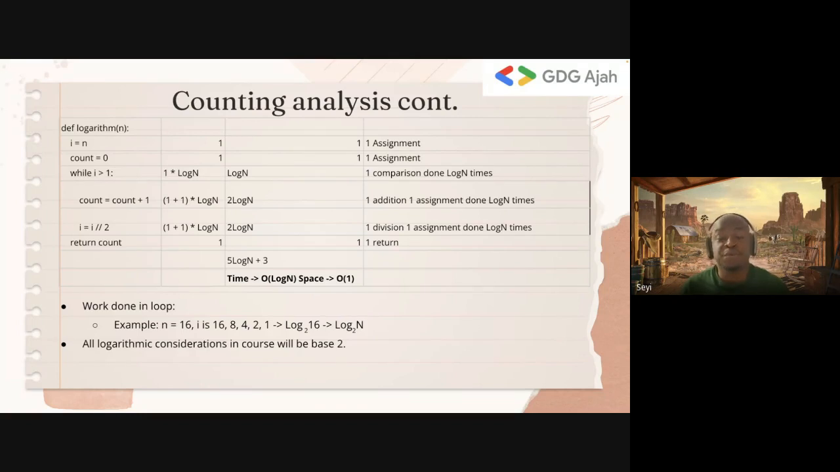So what's the log to base 2 of 8? How many times can I divide 8 by 2 to get 1? If I divide 8 by 2 once, I get 4. If I divide it by 2 again, I get 2. If I divide it by 2 again, I get 1, which is 3 times. Exactly.